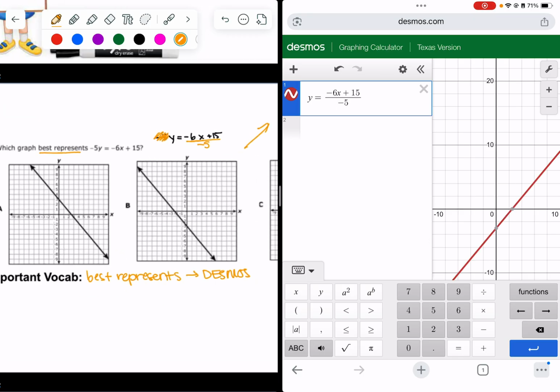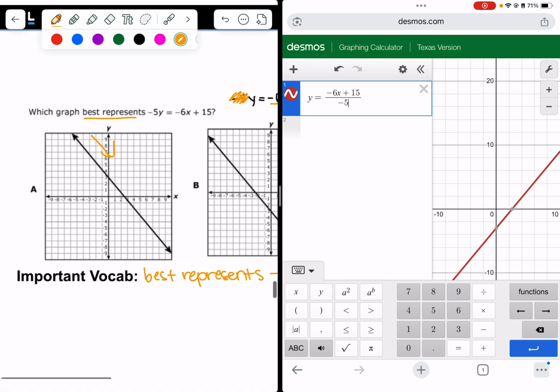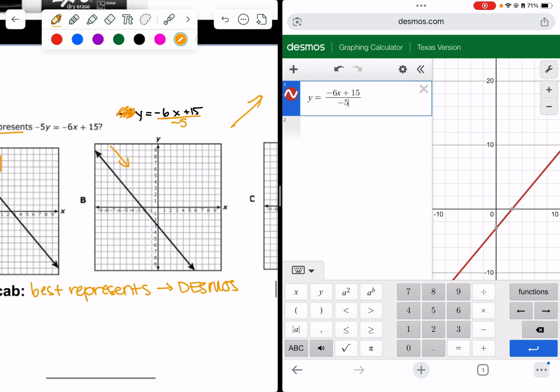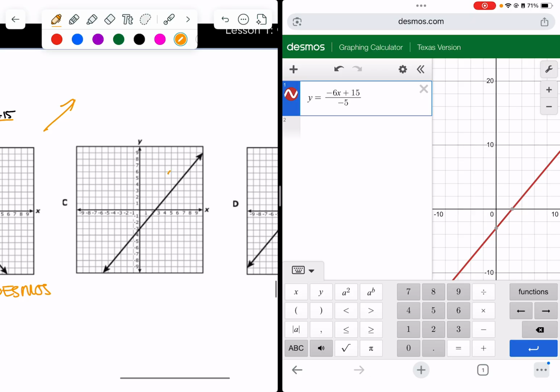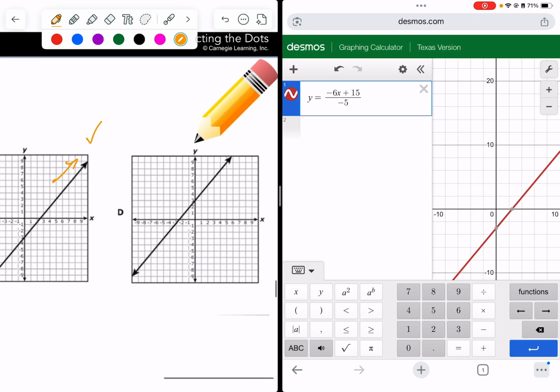Now, I know my line is going up, so if it's going up, I know A is going down, so I can delete A. B is also going down, I can delete B. C is going up, so maybe. D is also going up, so maybe.